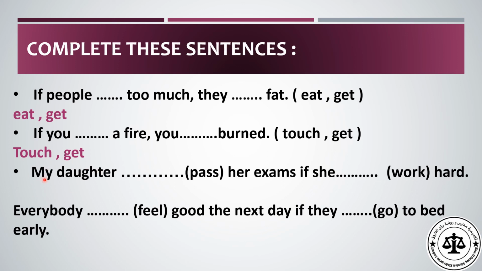Let's do it. My daughter. This is what? A singular noun. So we have to put s with the verb. Excellent. My daughter passes her exams if she work or works. Of course, works because we have a singular pronoun here. So my daughter passes her exams if she works hard.